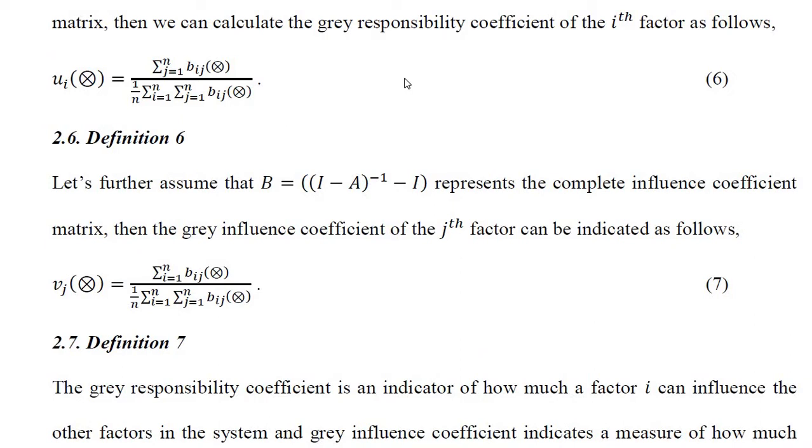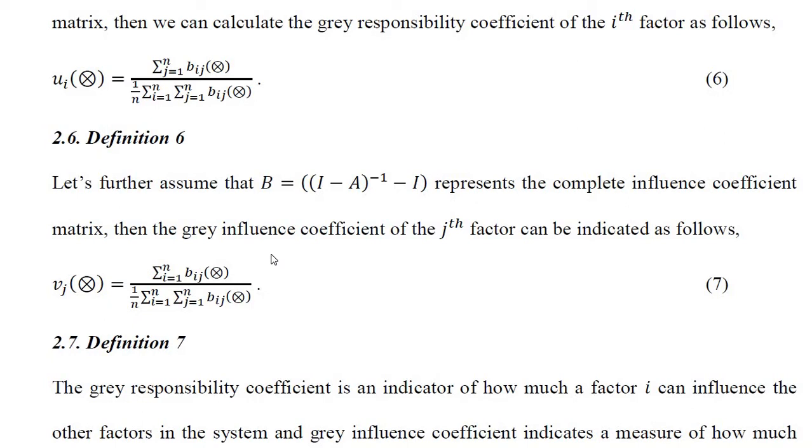Now we are calculating the gray influence coefficient. How will we calculate it? We have the B matrix, representing the complete influence coefficient matrix. We can calculate another value called the gray influence coefficient, represented as the gray number Vj. It is indicated by the sum over i equal to 1 to n of bij, the gray matrix value, divided by 1 by n into the sum over i equal to 1 to n and the sum over j equal to 1 to n of bij, that gray number. What is the indication here? The denominators are the same, only the numerator is different, right? We can see that the denominators are the same.